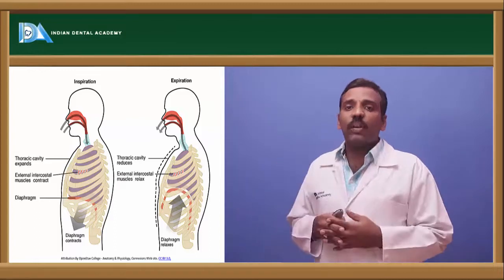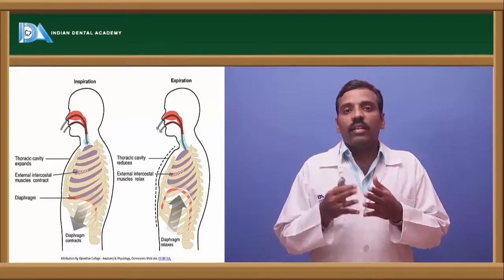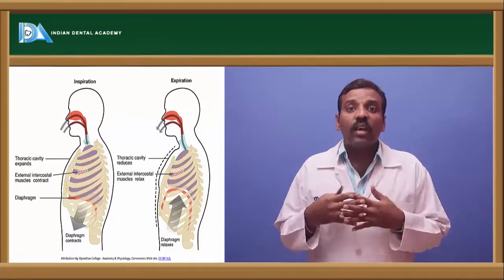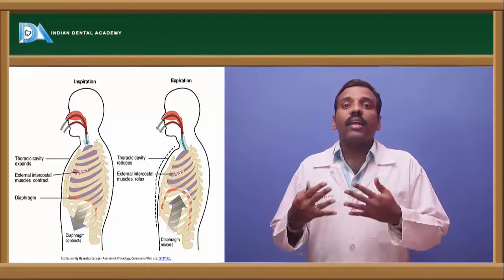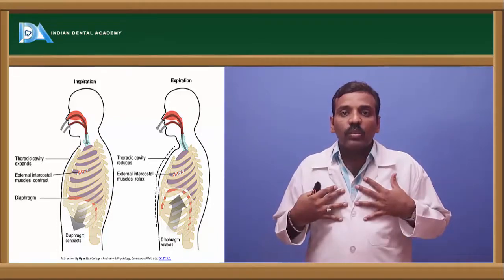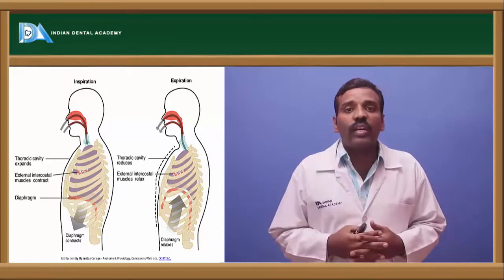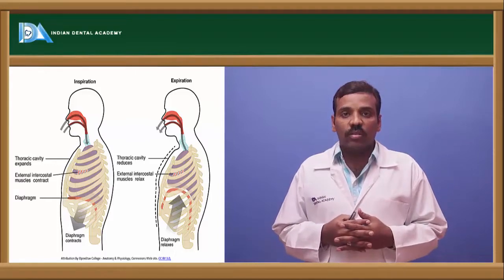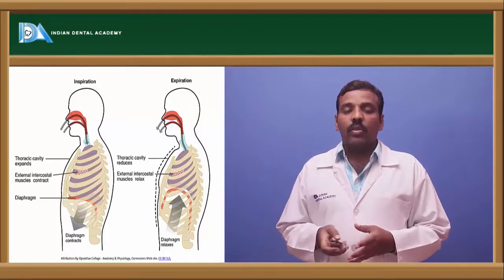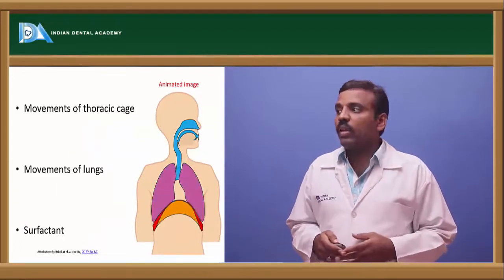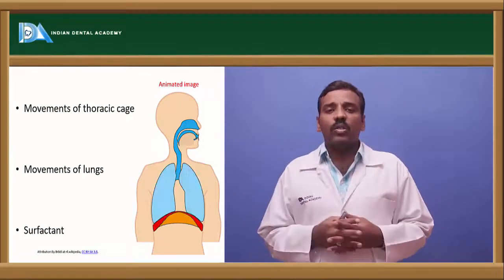And in expiration, the thoracic cavity reduces, whereas in inspiration it expands; here it reduces, that is, it goes inward. Immediately there is relaxation of the external intercostal muscles, and the diaphragmatic muscles also relax during the expiration process. And if you see this animated diagram, we'll come to know how the movements are possible.